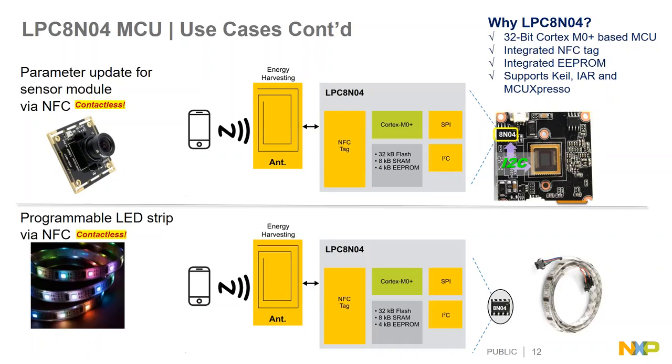In the programmable LED strip via NFC, you are able to program your lights. If you want different patterns, you are able to program them via your cell phone. Again, using the NFC tag, again, using the processing abilities of the Cortex-M0 Plus. So different kinds of applications. And the reason why the LPC800 is important is because we have an NFC tag integrated with a Cortex-M0 Plus, EEPROM, flash memory, and on top of that, and we're going to talk about that in the next couple of slides, supporting Keil, supporting IAR, supporting MCUXpresso as well.